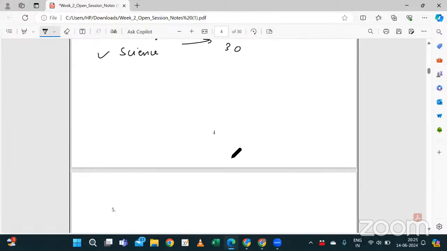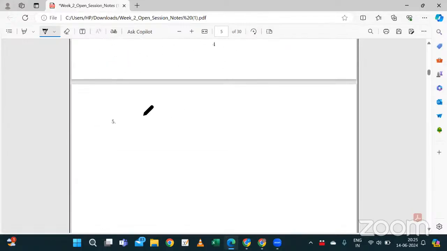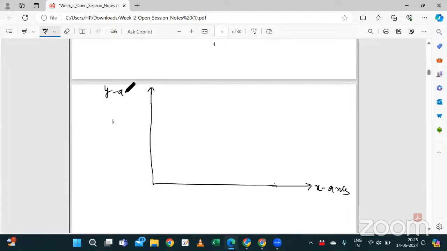So how can we draw the bar chart actually? A bar chart is nothing but I can plot. You have to draw an axis called the x-axis, the horizontal axis actually. Then this will be your y-axis, and the y-axis will represent the number of books sold, and the x-axis will represent the different kinds of books.